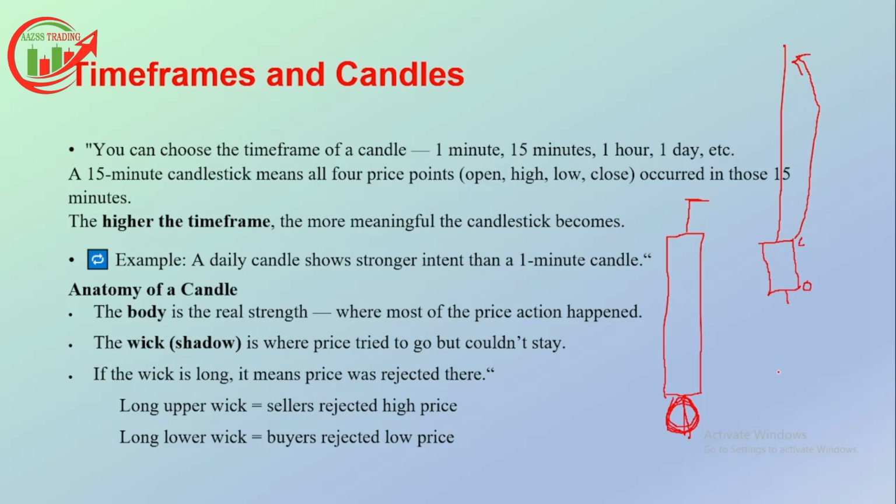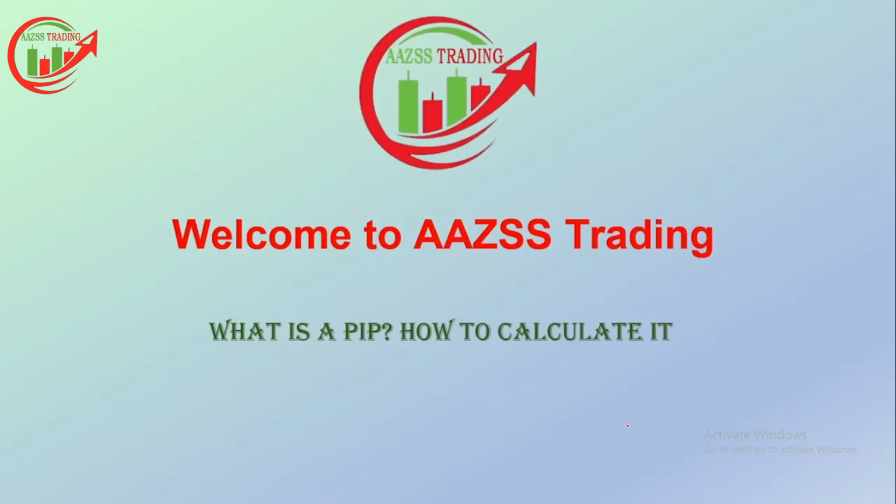The same applies to the lower wick. The lower wick shows that buyers reject the low price. I hope that is taken.